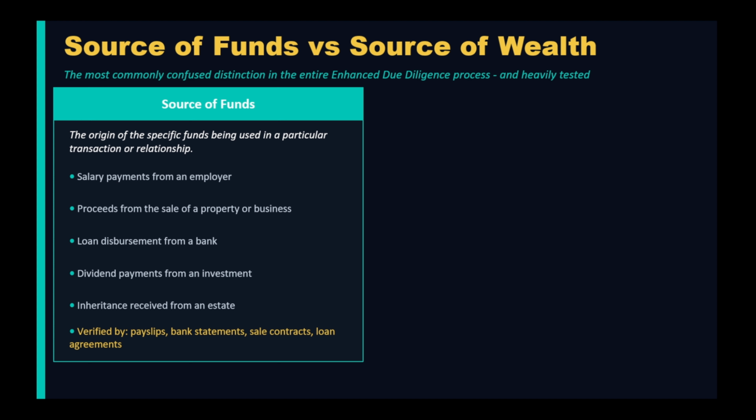Examples of source of funds include salary payments from an employer, proceeds from the sale of a specific property or business, a loan disbursement from a bank, dividend payments from an investment, or an inheritance received from a specific estate. Source of funds is verified by payslips, bank statements, sale and purchase agreements, loan agreements, or probate documents.